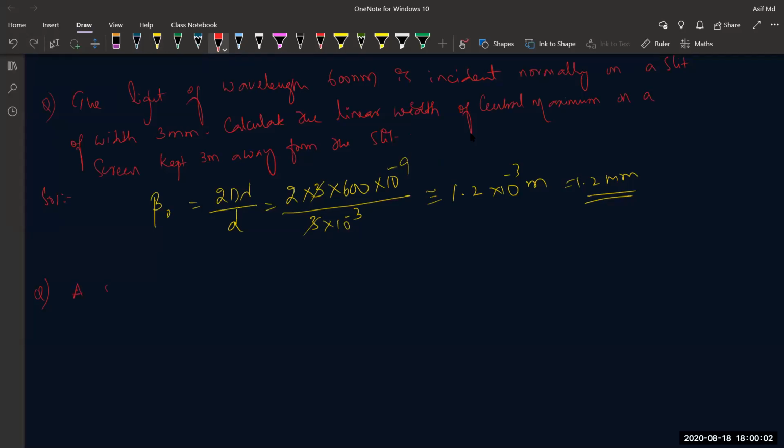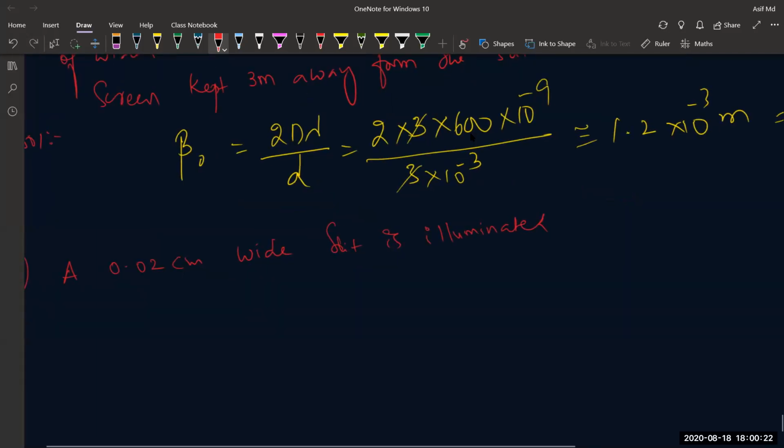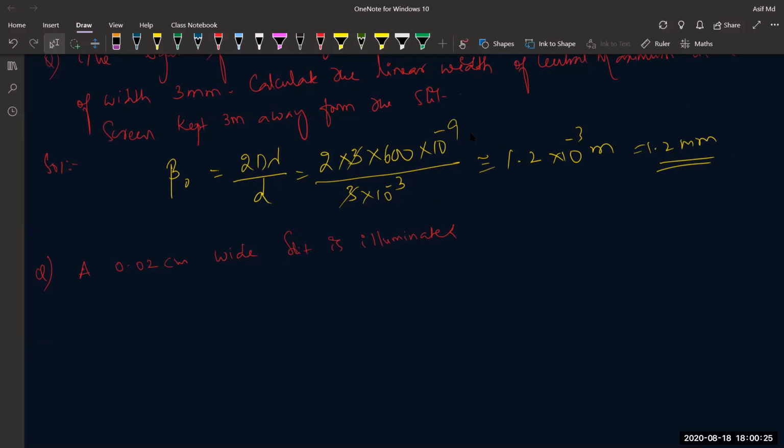A 0.02 centimeter wide slit is illuminated at normal incidence of light of wavelength 6000 angstroms. Question number 1. Find the width of central maximum.